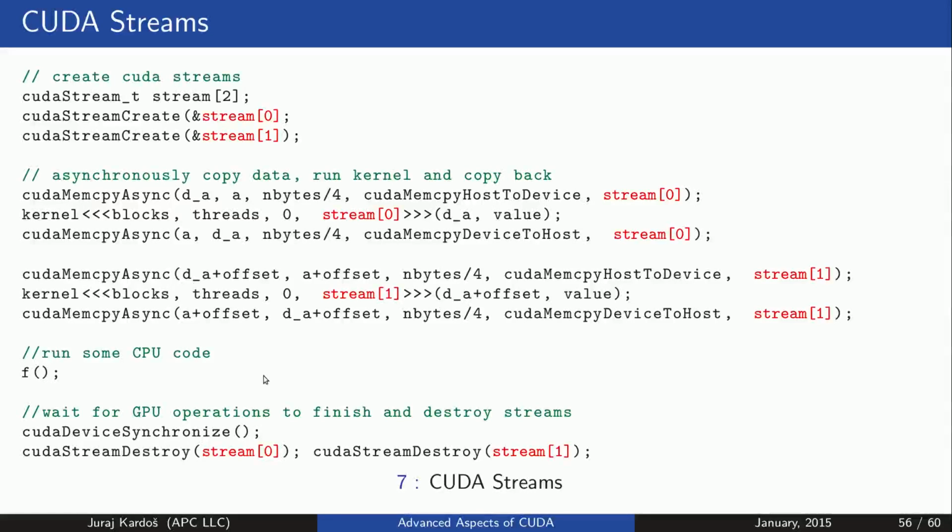When the work has been submitted to CUDA streams, the CPU can run its own computation independently of the GPU, in parallel with operations from both streams. Only cudaDeviceSynchronize will block until all the GPU operations are finished.